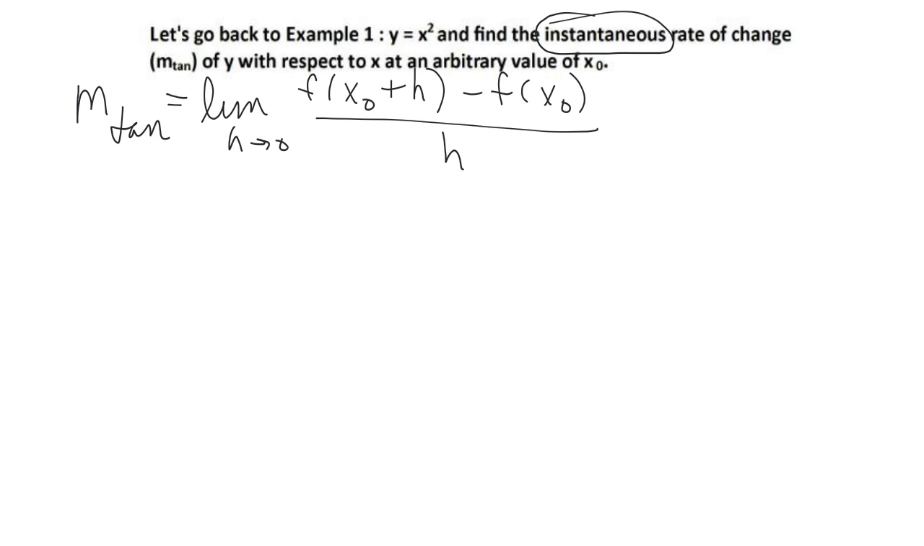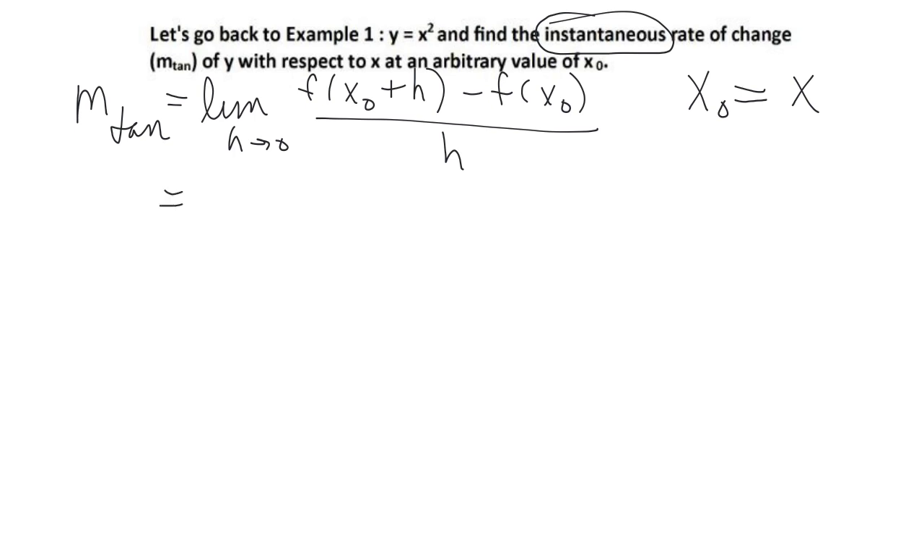And whenever they say an arbitrary value, what they want us to do is take this x sub 0 and replace it with an x. So they don't want any numbers for our answers. In other words, they're looking for a formula that they can use at any point on the line that's tangent to the curve. So if we can get a formula, then we can find any slope of a line.